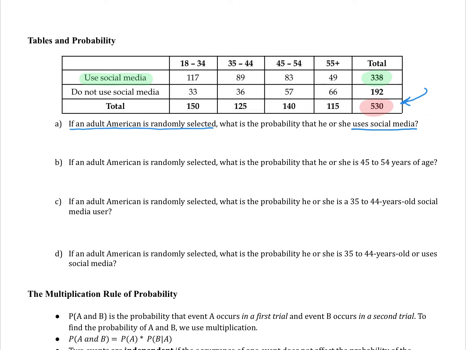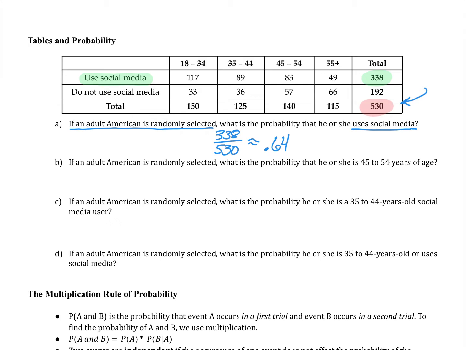So when we set up this probability statement, it would be 338 divided by 530. If we put this into our calculator, it's going to give us a decimal which would round to 0.64. So you've got about a 64% chance of choosing an adult that uses social media. All right, let's move on to the next one.